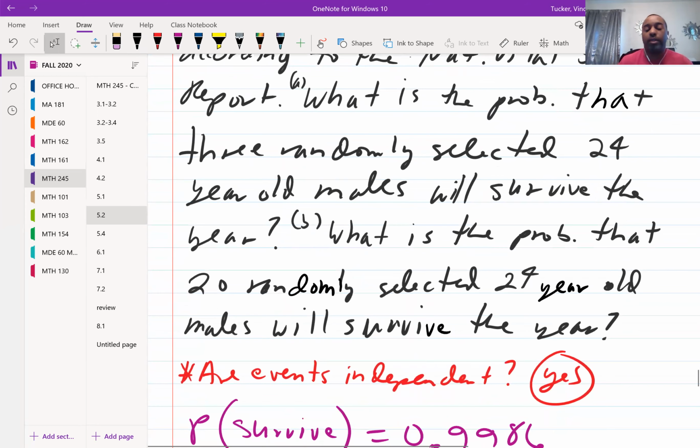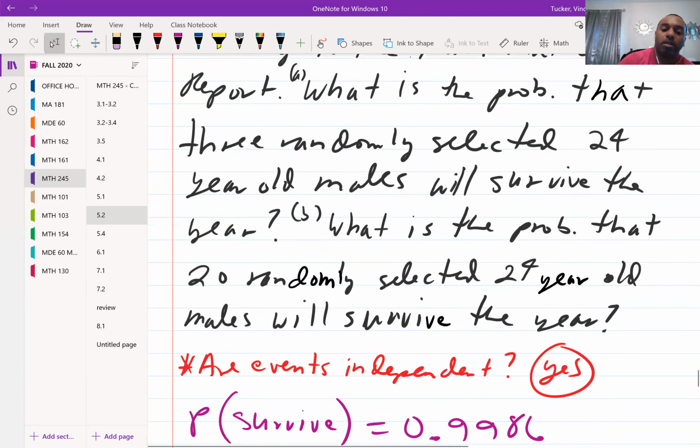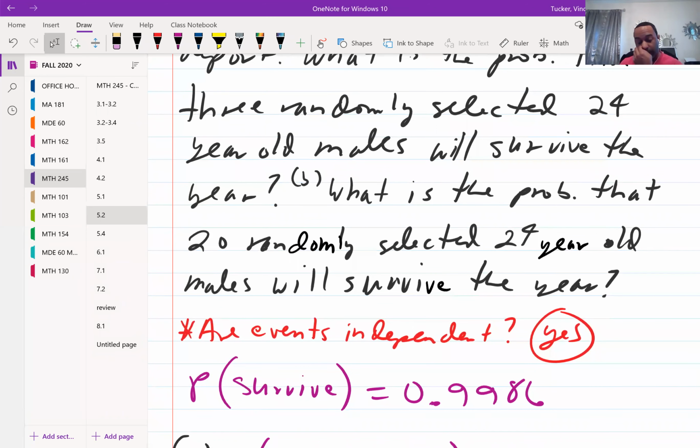So first thing you want to establish, are the events independent? In other words, does one 24-year-old surviving throughout the year have anything to do with another 24-year-old surviving? So the answer is no. That means they are independent. They have nothing to do with each other. The probability that a 24-year-old male will survive throughout the year is 0.9986. Remember, they gave us that probability.